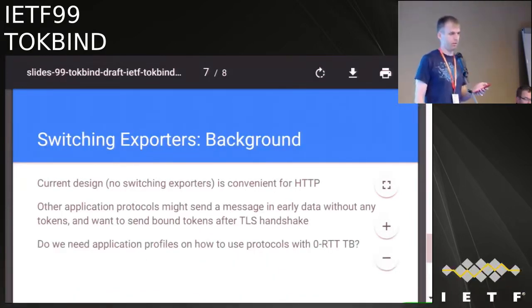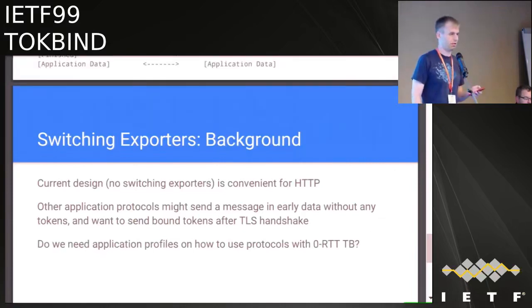So getting into the topic that we started discussing in Seoul and had a little bit of discussion on the mailing list, it is about switching exporters. Right now in the doc, the current design is that we don't switch any exporters. This is very convenient for doing HTTP because we have a request response pattern where in that initial request we have the bound token that we want.